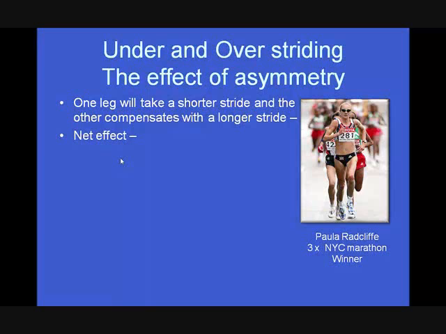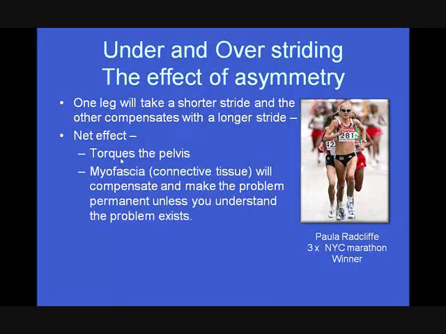Over and under striding is the effect of asymmetry. In other words, what ends up happening is one leg will take a shorter stride and the other will compensate with a longer stride. You will also compensate on the upper side of the body. The net effect is it torques the pelvis. Since we power the body through the pelvis, if you torque the pelvis, you lose leverage, therefore your legs will tighten. The myofascia or the connective tissue will compensate and make the problem permanent unless you understand the problem exists.